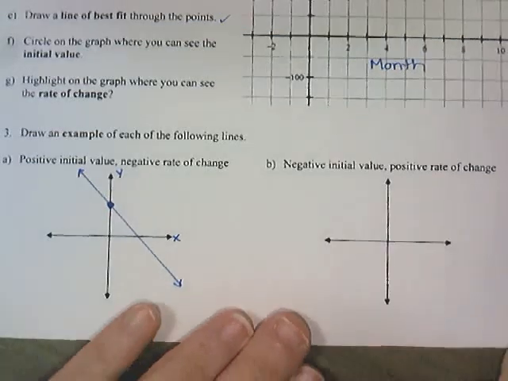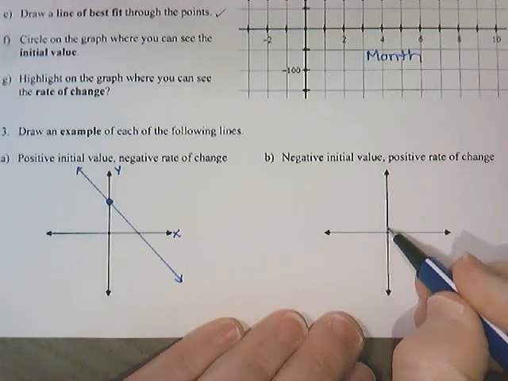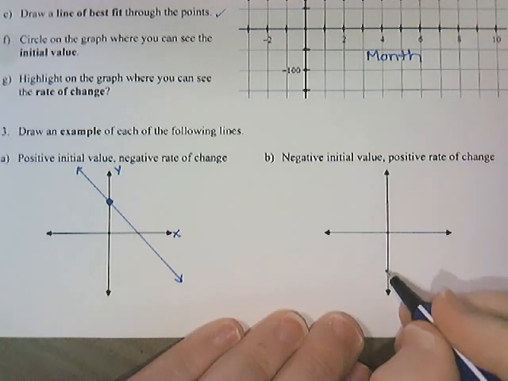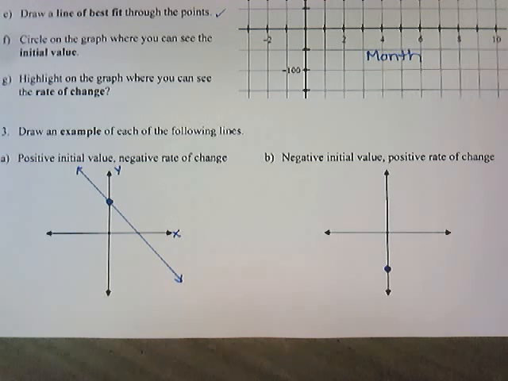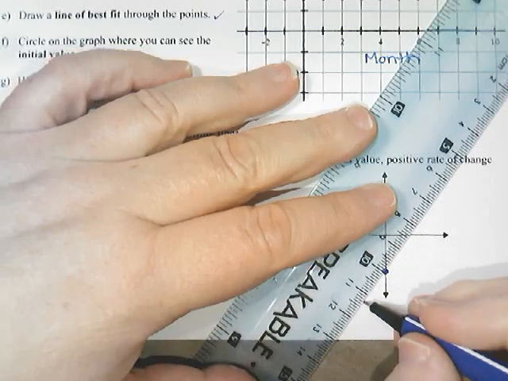The second one says this one has a negative initial value and a positive rate of change. So my initial value on the y-axis should be a negative number. So we're going to be somewhere down here. And then the rate of change is positive, meaning it's getting bigger or it's going up. So my line should be going up.